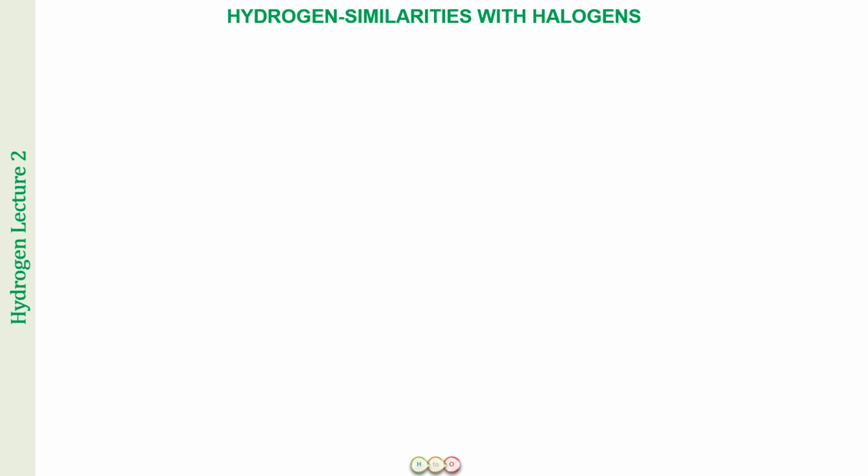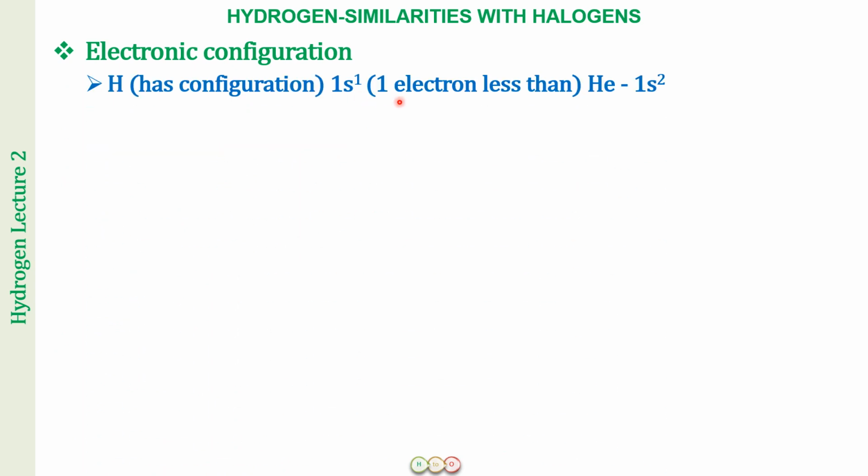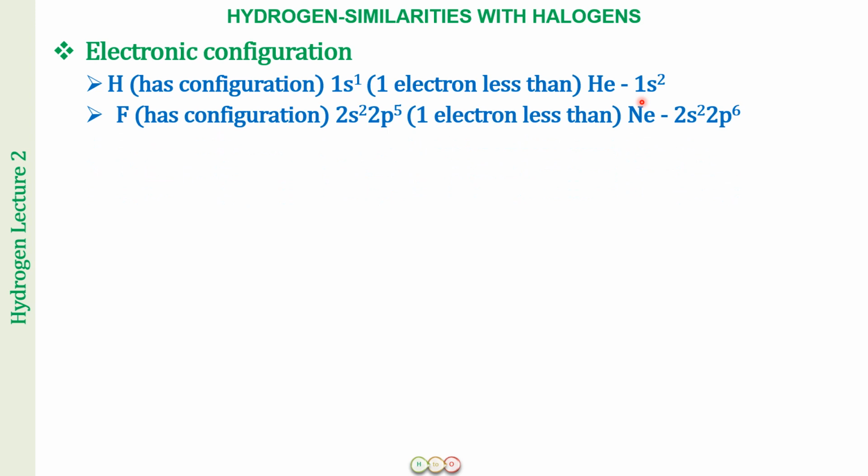Next, we discuss the similarity of hydrogen with the halogens. And here again, we will start with the electronic configuration first of all. We've already discussed that the electronic configuration of hydrogen is 1s1, and this is one electron less than the nearest noble gas, which is helium, with the electronic configuration of 1s2. Let us look at the group 17 elements now. The first halogen that we have is fluorine. Fluorine has the electronic configuration of 2s2 2p5. This is also one electron less than the nearest noble gas neon, which has the electronic configuration 2s2 2p6.